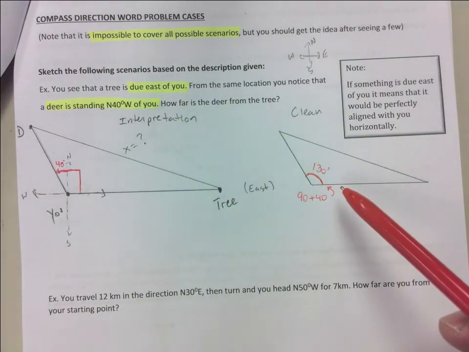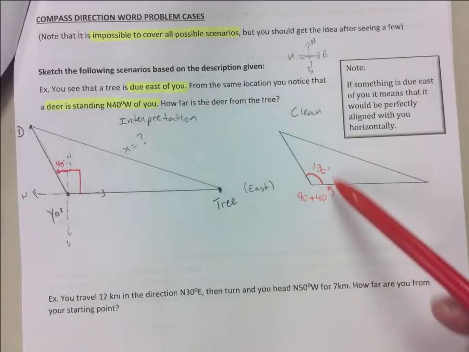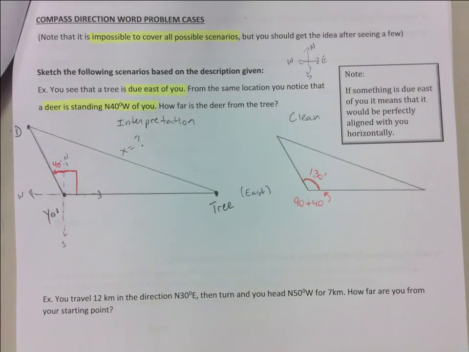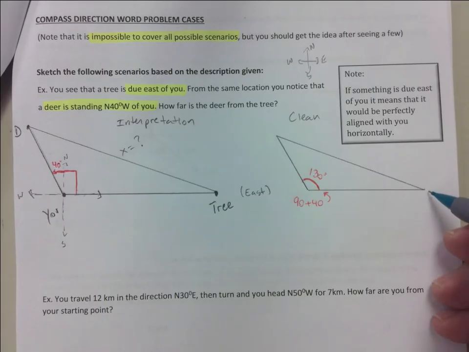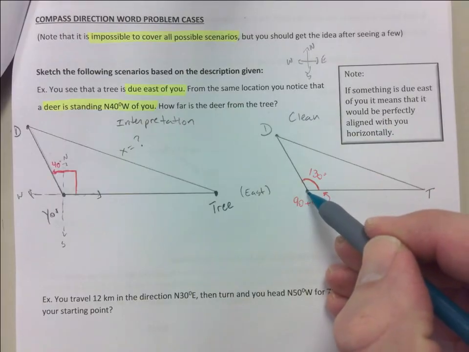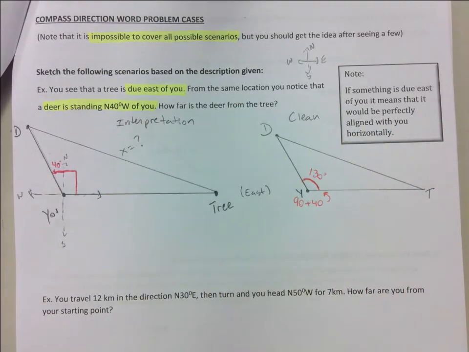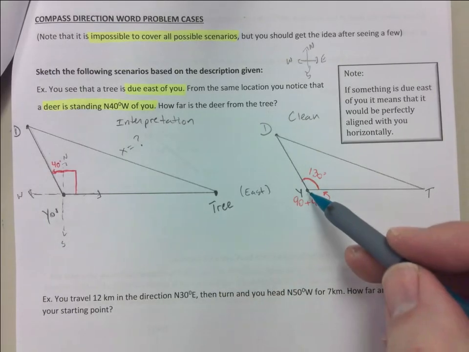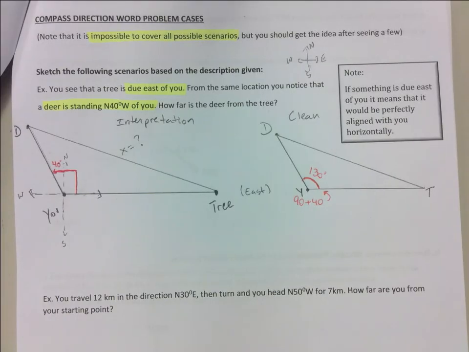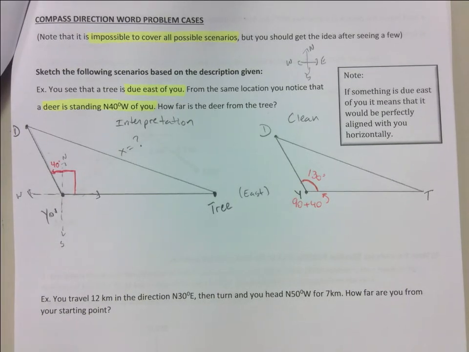That is probably, in this example, the hardest part. Right? Okay. I'm going to call this T for tree. This is going to be angle D for deer, and this is Y for you. Okay? Where you are. Call it whatever you want. A, B, C, I'm fine with that. Okay? So now we're going to add side lengths to the mix. Okay?